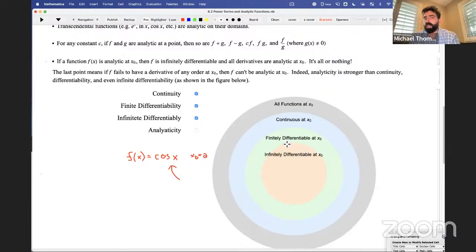Okay, let me give you one that's only finitely differentiable at x naught. Okay, so here's one.